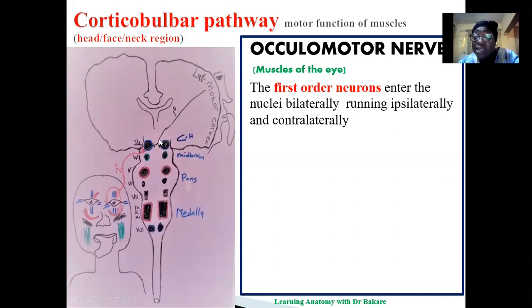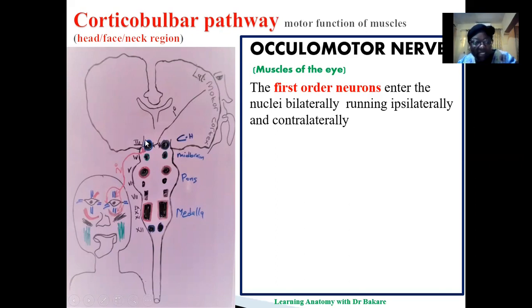The first order neuron, when it gets to the region of the third cranial nerve, the oculomotor nerve, where the nuclei are located, runs in a bilateral pattern, ipsilaterally and also contralaterally. This is of course a collection of neurons, not just one neuron, but we represent it this way so that the presentation will be neat. Some of them go through the ipsilateral side, while the others go through the contralateral side. They supply the two oculomotor nuclei on both sides, even though they are coming from just one side. We also have this kind of presentation on the other side, so you should know.